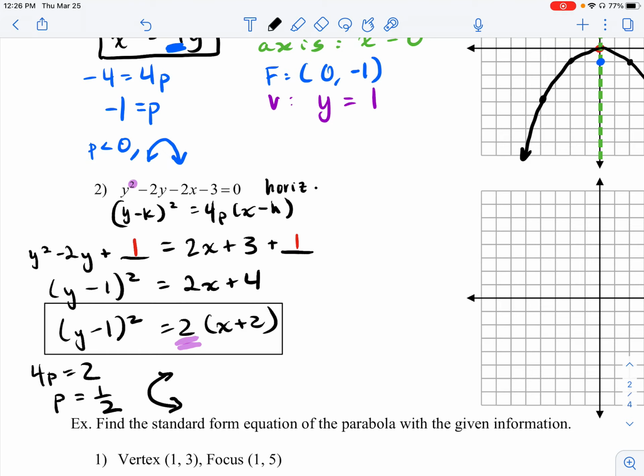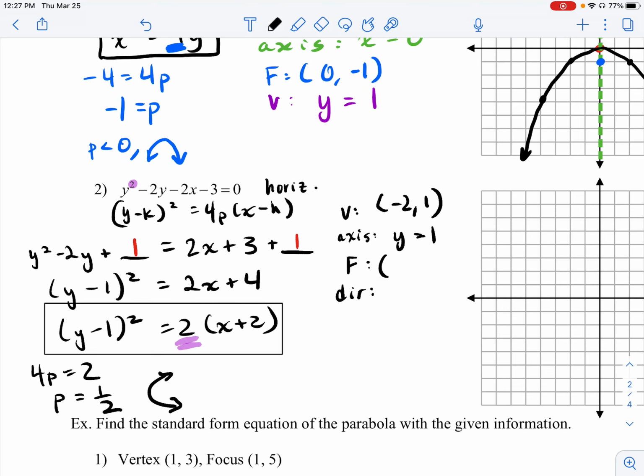So let's go through and see what information we can glean from our standard form. Pause the video right now and see if you can list out things like the vertex, the axis, the focus, and the directrix. Well, our vertex is going to be (-2, 1). Our axis of symmetry is going to be y is equal to 1. It's the line that runs through the vertical part of our vertex.